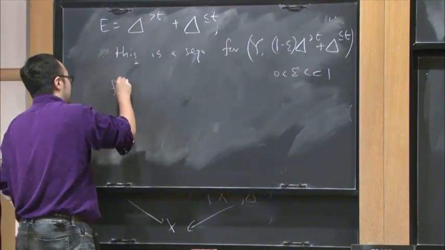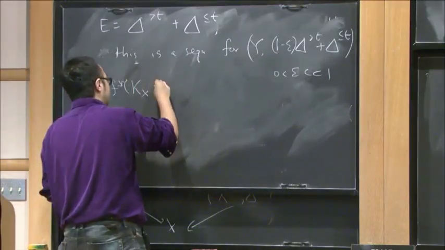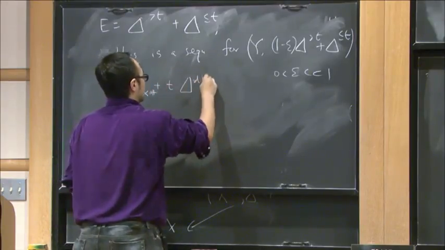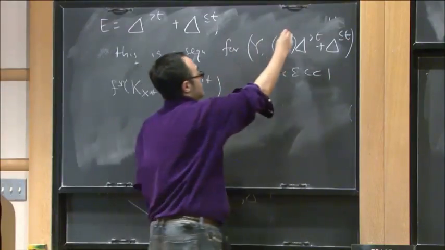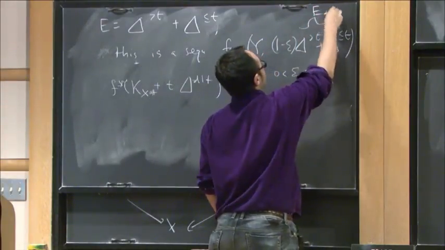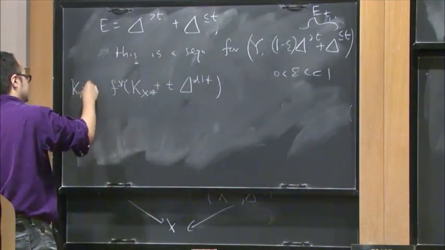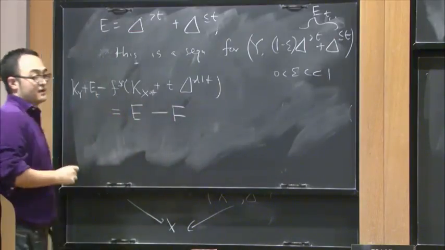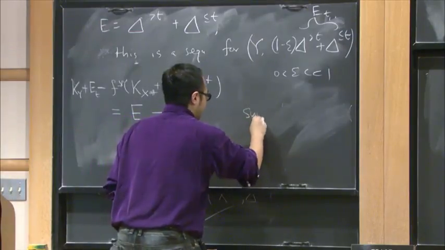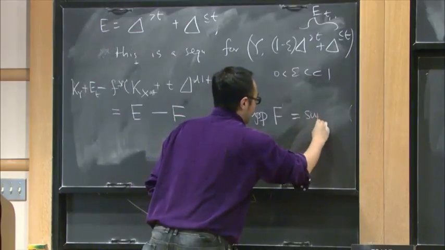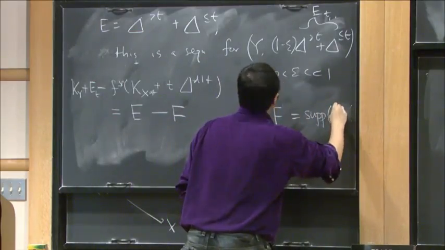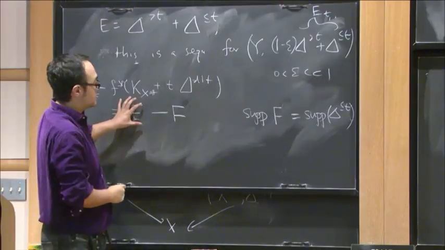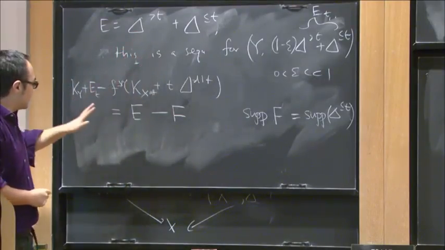Then I compare with f upper star K_X plus t delta DLT. Let me give this a name, maybe I call it E_t: K_Y plus E_t minus this. Then actually I can write it as E minus F, such that the support of F is the same as the support of the delta, the weight downstairs, and the support of E is, of course, the other parts. Both of them are effective.